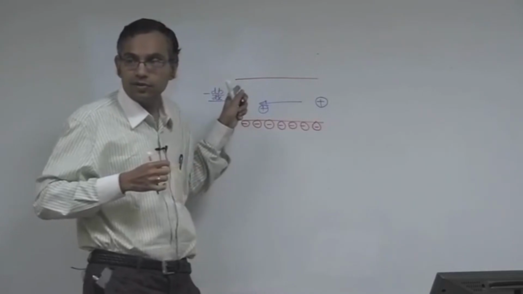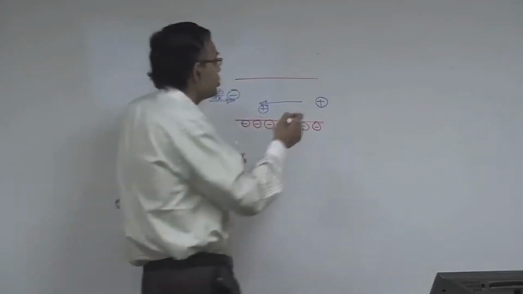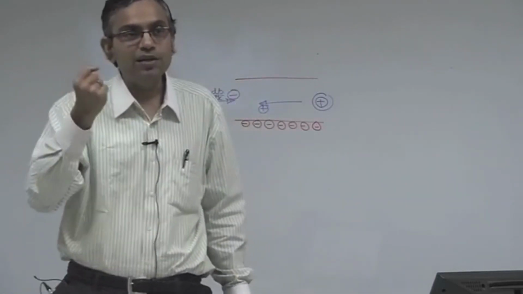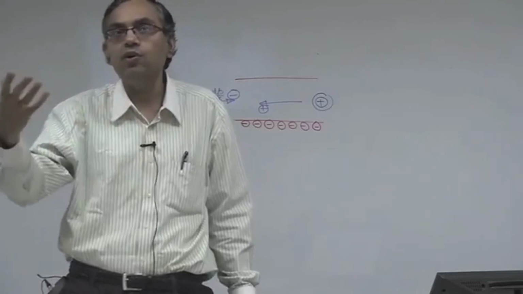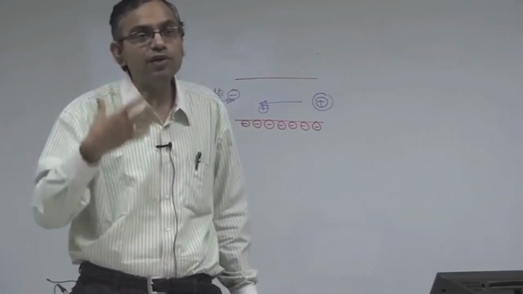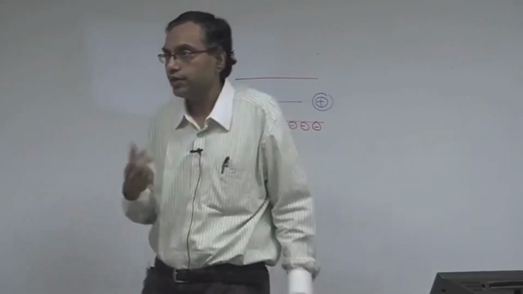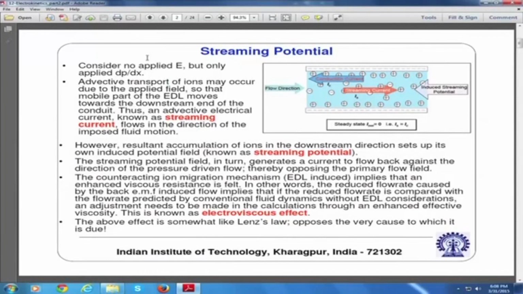Now if there is an analyst in fluid mechanics who is not so much bothered about this electrical field, for that person it will appear to be a mystery that the fluid flow resistance has, as if, increased, because there is an opposing field that opposes the flow driven by the pressure gradient. So for that person it will appear as if the fluid viscosity has increased, and this is known as the electroviscous effect. Okay. So streaming potential and electroviscous effect are very important terminologies, and we will summarize this discussion through this slide. Consider no applied E but only applied dP/dx.